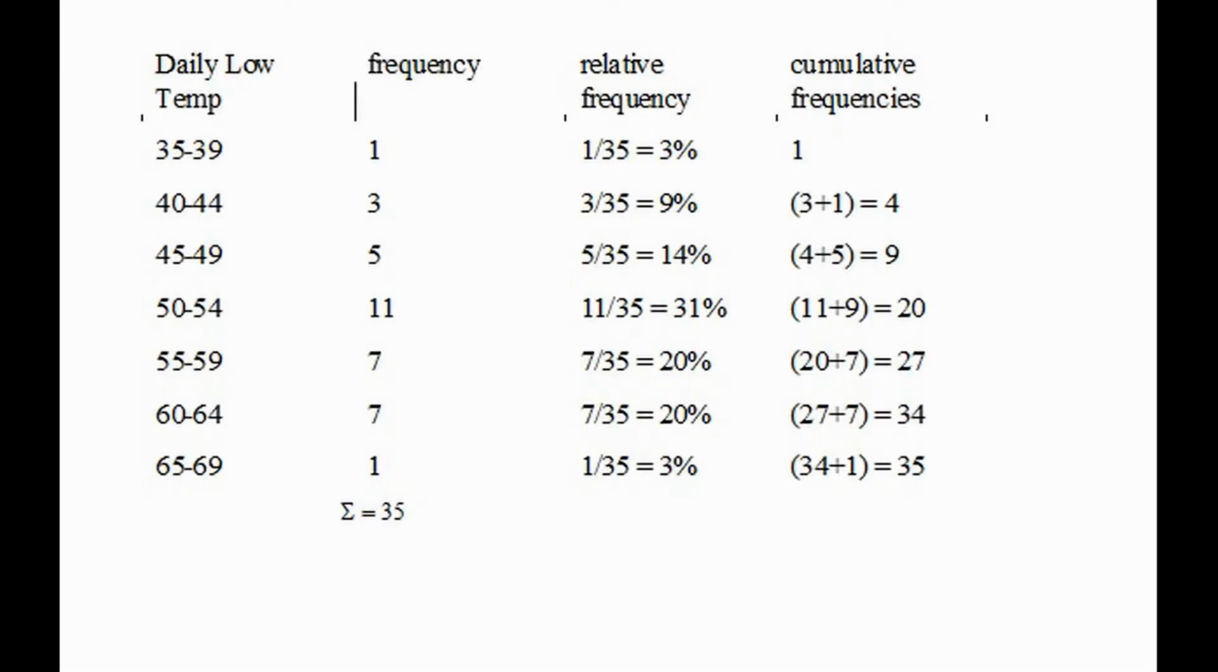Here we take the same data, which was for daily low temperature, and the first thing we do is take all the frequencies and take the sum of all the frequencies, and we find that it is 35. Next, we take the frequencies and divide them by the sum of frequencies, and now we have a percentage, and this is called the relative frequency. As you can see, we calculated it for each class.